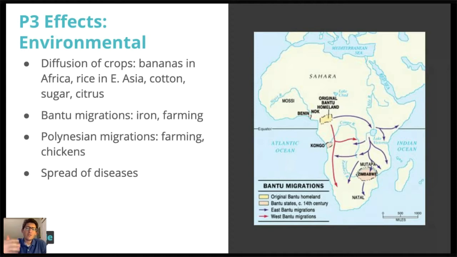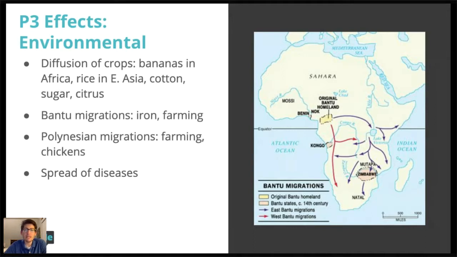But environmental effects, one thing that we see is, of course, a diffusion of crops. This makes sense. You likely know about the diffusion of crops in the Columbian Exchange, but it also is happening in time period 3. For example, the spread of bananas to Africa and the proliferation of bananas, especially in sub-Saharan Africa. The spread of rice in East Asia, especially new varieties of rice like Champa rice, which spreads from the regions of Vietnam northward into China during the Tang Dynasty.